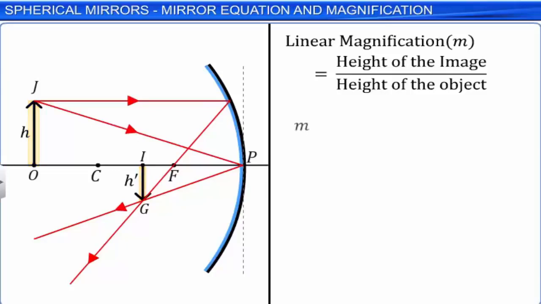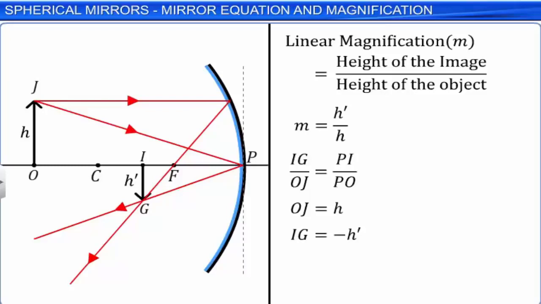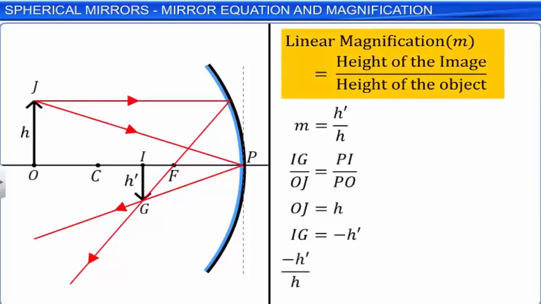Since the two triangles OJP and IGP are similar, we can write that IG by OJ is equal to PI by PO. When a proper sign convention is applied, we get OJ is equal to H and IG is equal to minus H dash. Substituting these values in the above equation, we get minus H dash by H is equal to minus V by minus U. Therefore, M is equal to H dash by H and is equal to minus V by U.